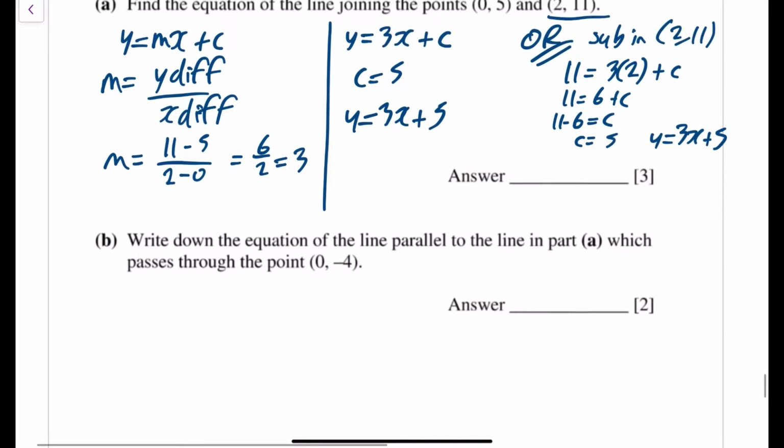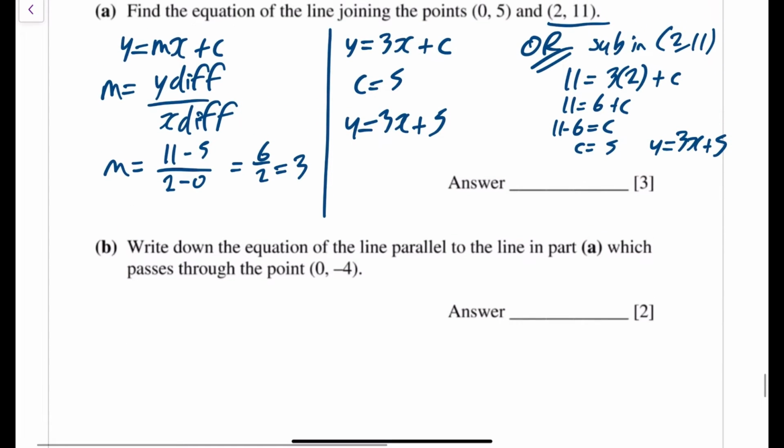Next question says, write down the equation of a line parallel to the line in A, which passes through the point (0, -4). So if two lines are parallel, they have the same gradient. The gradient of our line in the previous question was 3, so the gradient of the new line is also 3. So y equals 3x plus c.